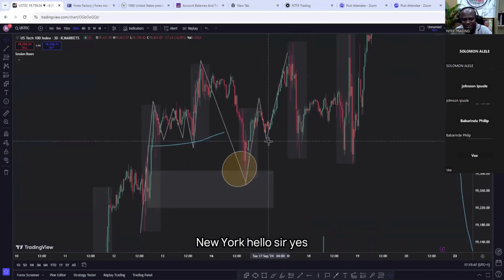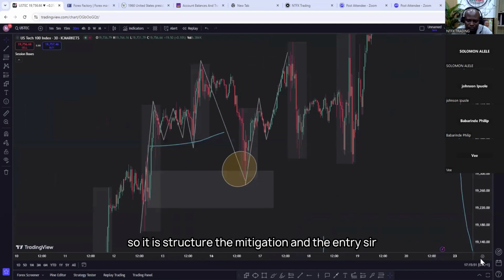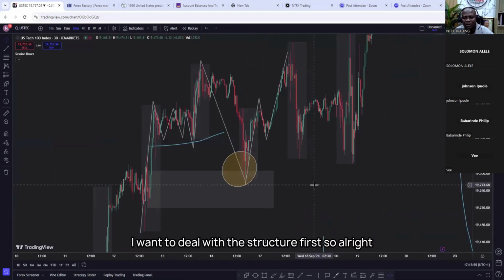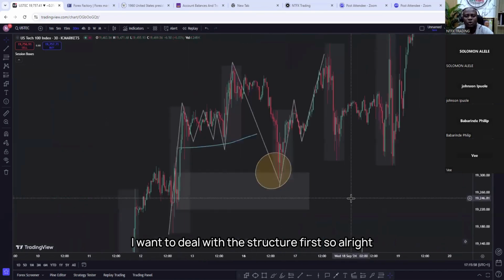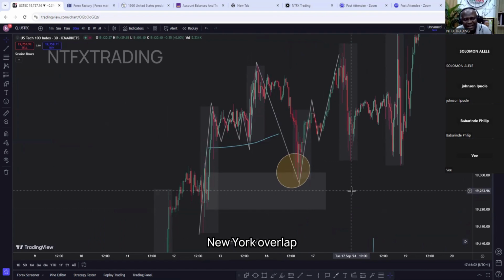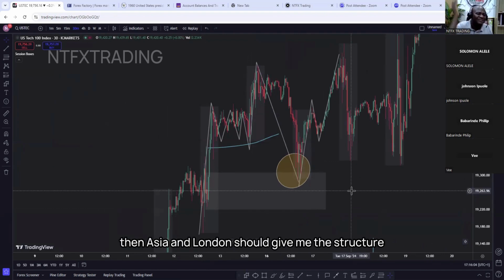So the structure, the mitigation, and the entry. I'm coming to the entry, but I want to deal with the structure first. If I'm going to get a mitigation at London, New York overlap, then Asia and London should give me the structure.